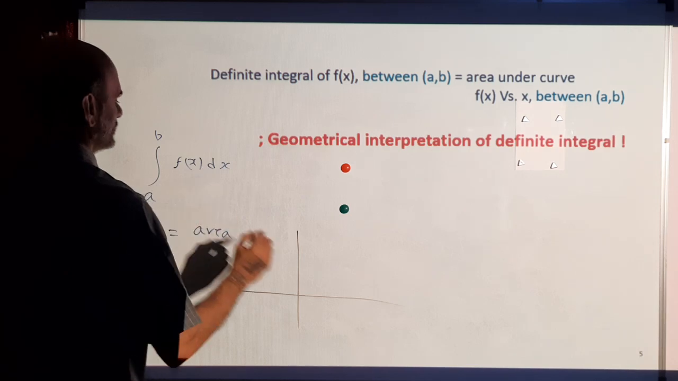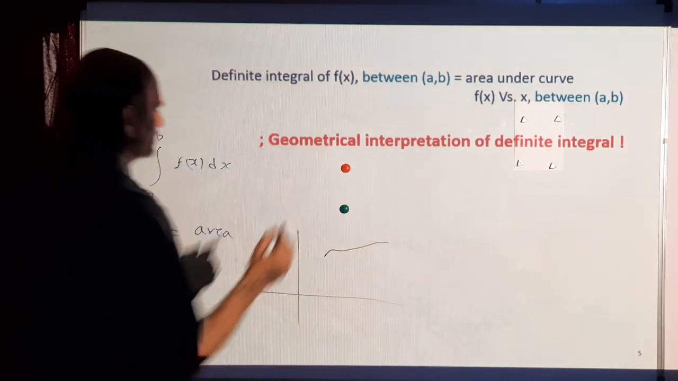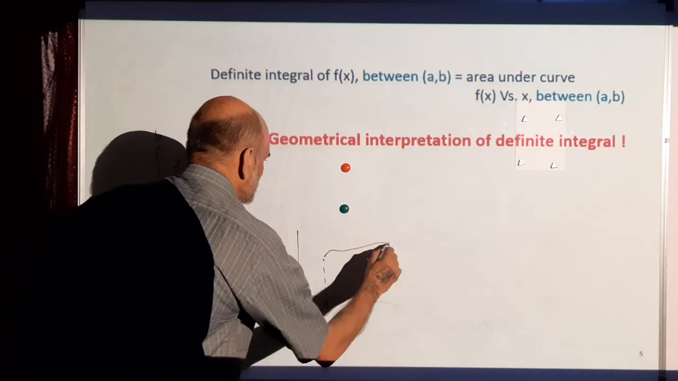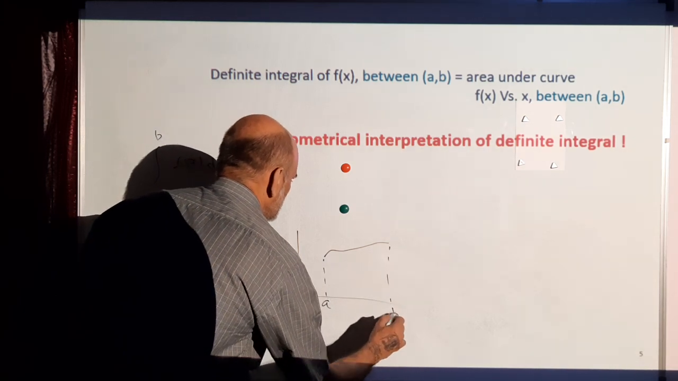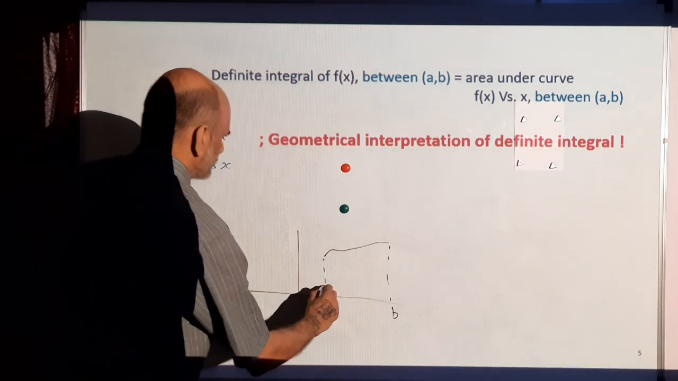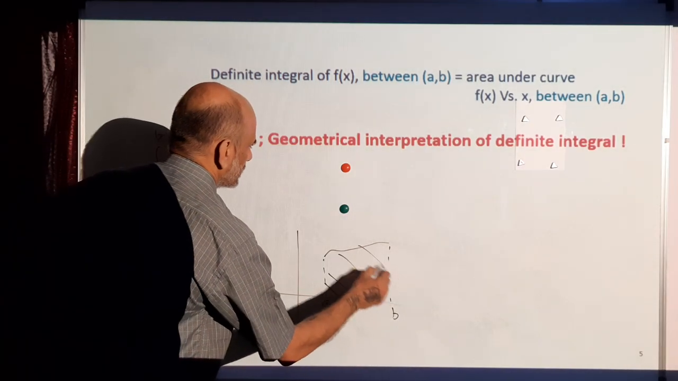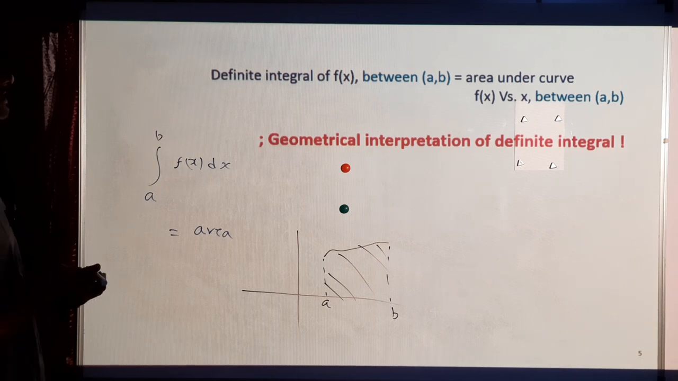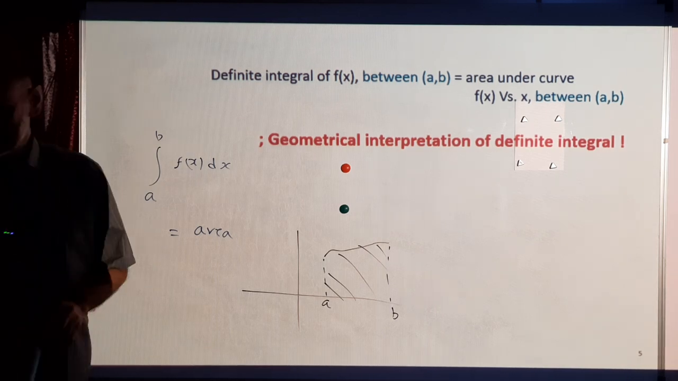You have to plot this function f of x, let it be here like this. So this value is x equal to a, this value is x equal to b, a and b are positive and b is greater than a. So if we find this area, that is the value of this integral. This is a geometrical interpretation of the definite integral.